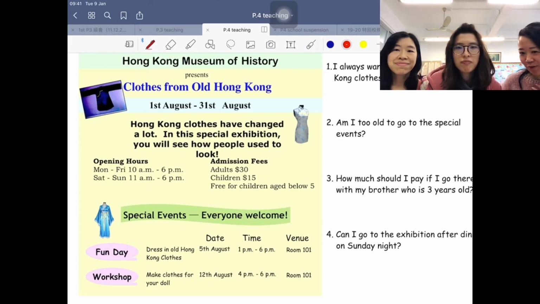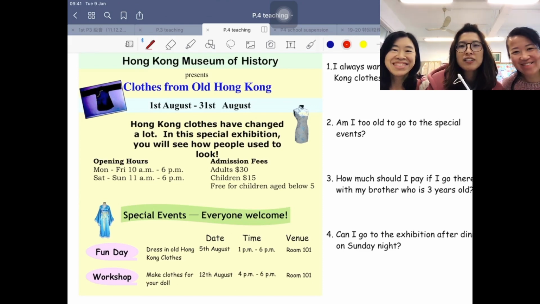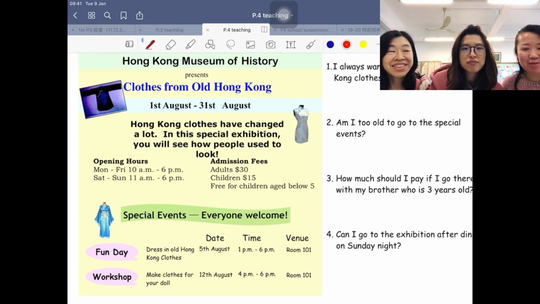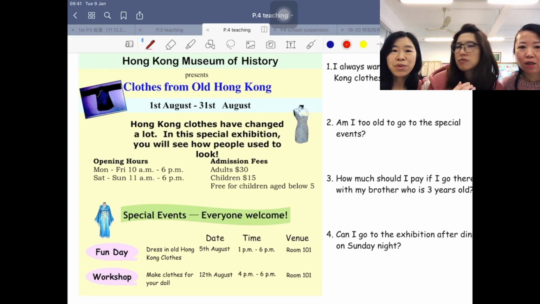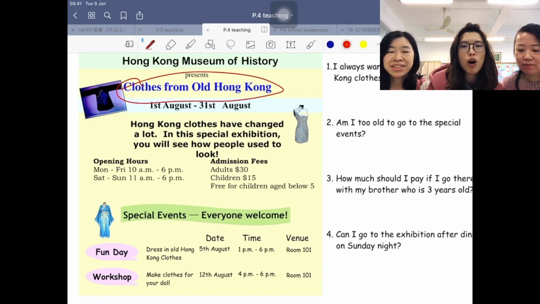Do I need to answer your question? Okay, I think you got it. So, Miss Joan, what's the answer? Well, I guess similar to the previous one, it is also about the event poster. Right, it's an event poster and it asks you to go to an exhibition, and this exhibition is about Clothes from Old Hong Kong. Right, and that you can find it here as the title, Clothes from Old Hong Kong.